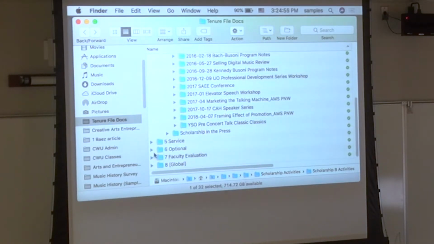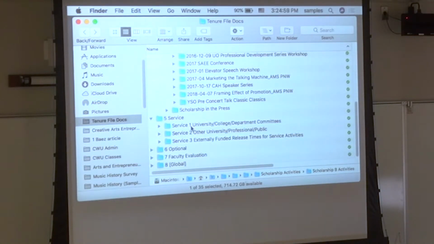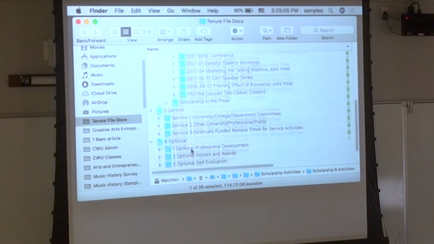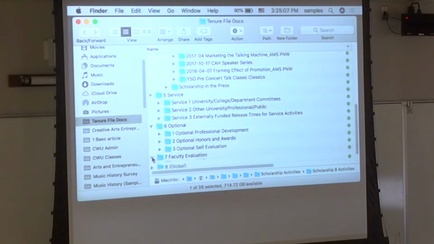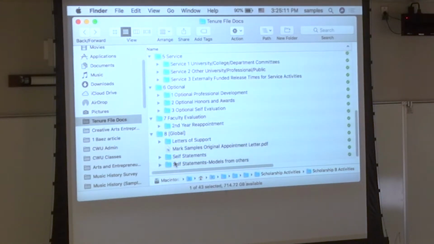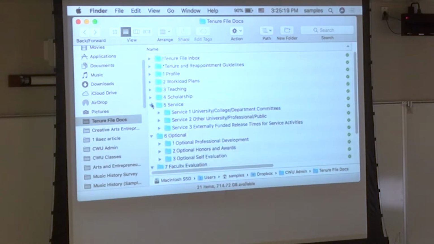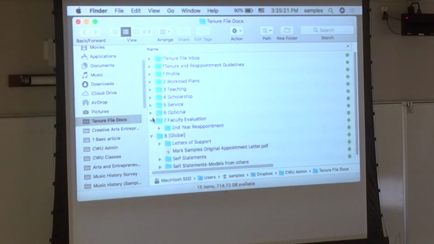And so then service, of course. You'll notice this is mapped exactly to Faculty 180. Optional, those are all there. Faculty evaluation. And then global is for anything that maybe applies across. It doesn't fit into a category. So I'll tell you, this took me maybe 30 minutes to set up.